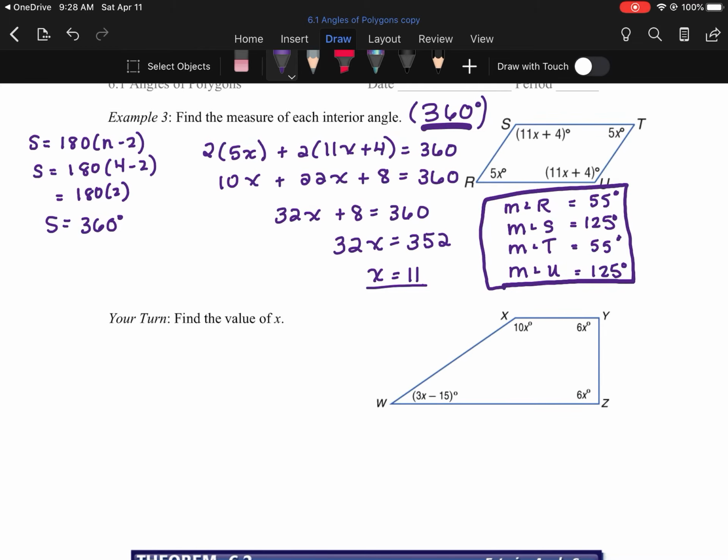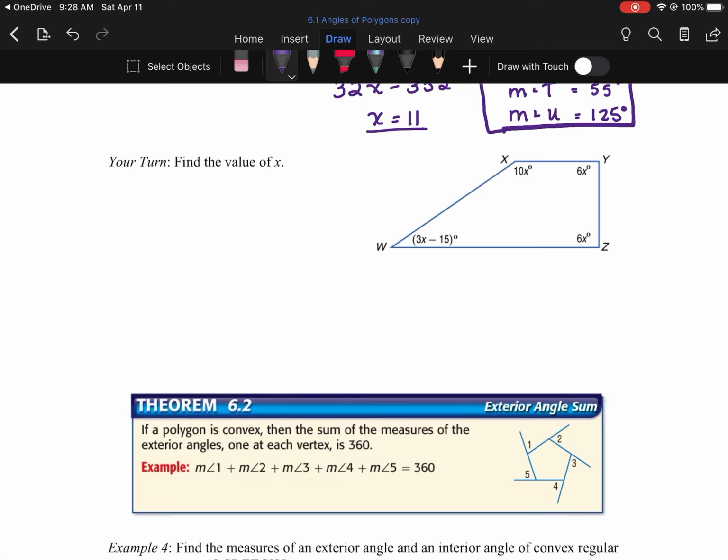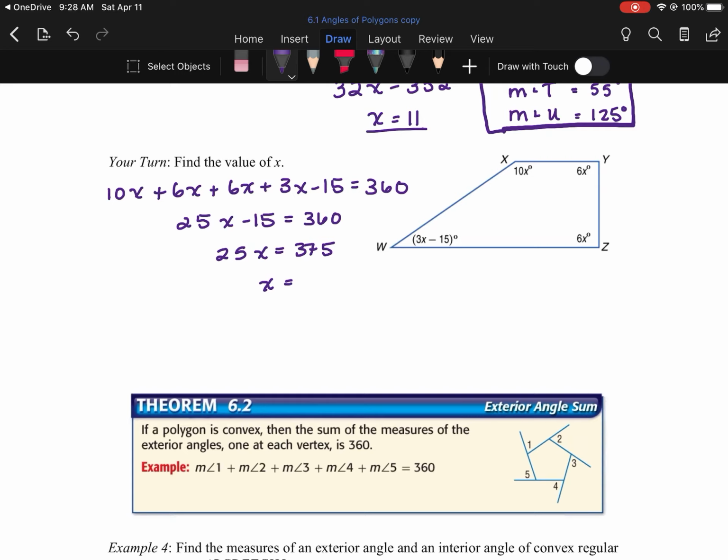All right, take a moment, try the next, your turn. All right, so for the your turn, they didn't ask us to find the measure of each angle, so all we had to do was find x, and we found that x is 15 for this trapezoid.